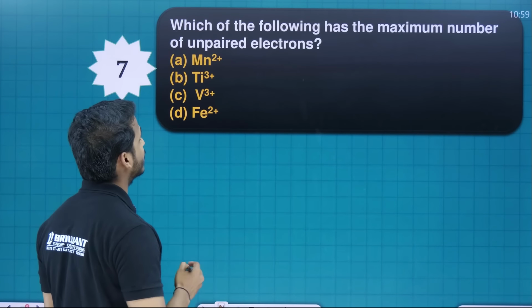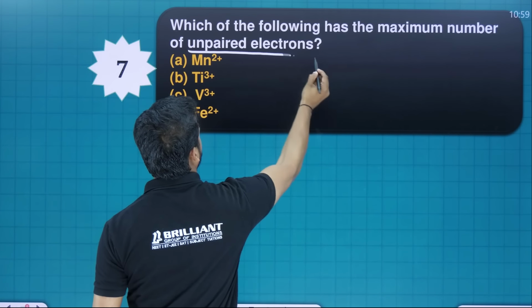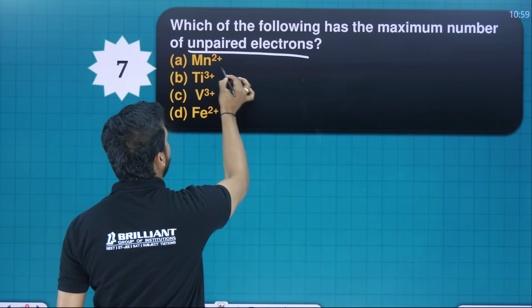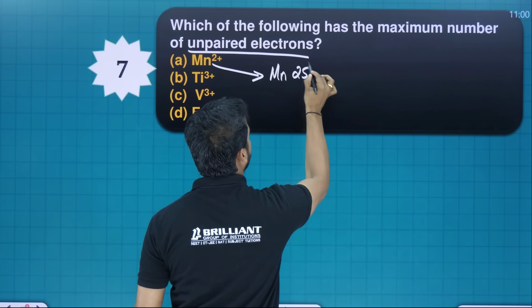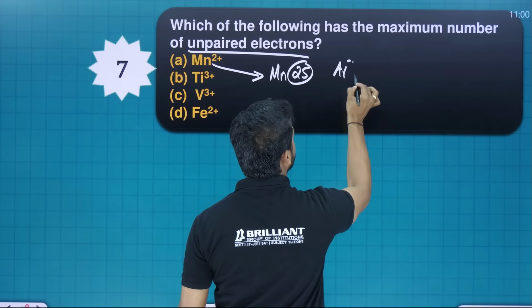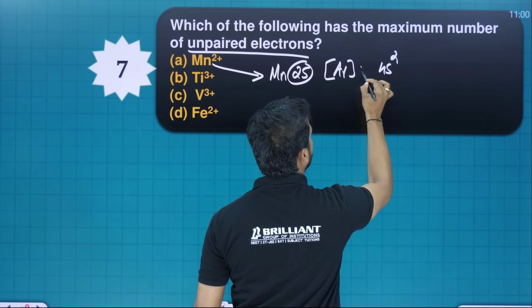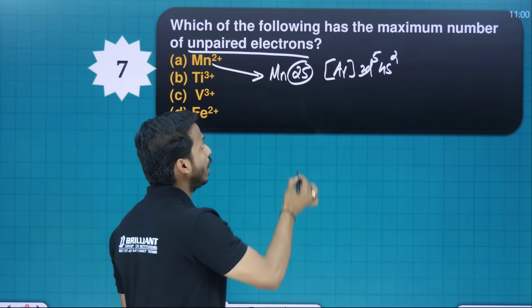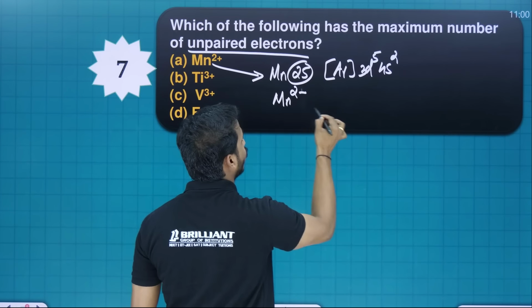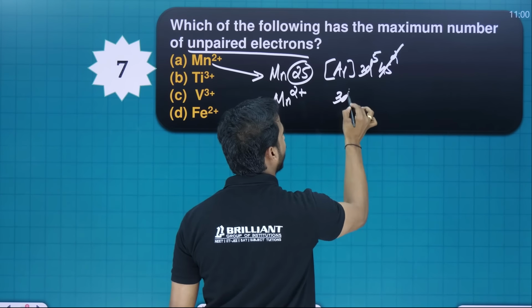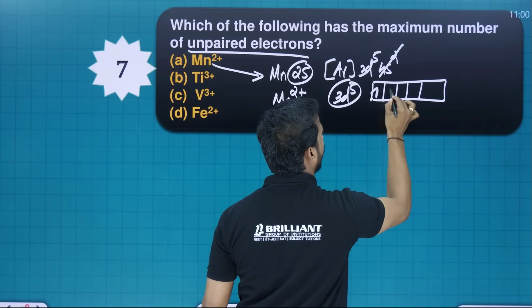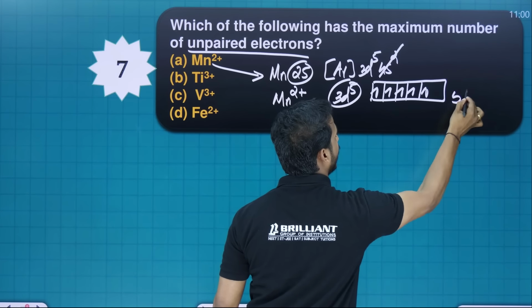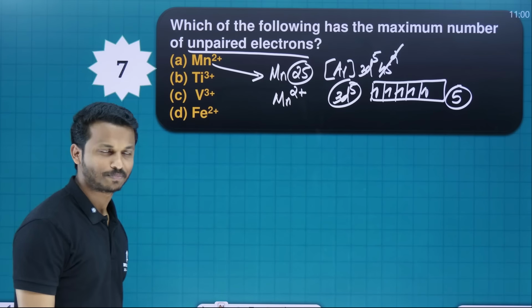Which of the following has the maximum number of unpaired electrons? Maximum. Let's see manganese. What is manganese atomic number? Manganese atomic number is 25. So we can write it as argon 4s2 3d5. Ready? What do you mean by Mn2+? 2+ means 2 electrons lost. What is left? 3d5. 3d5 means how many unpaired electrons here? There will be 1, 2, 3, 4, 5. 5 unpaired electrons will be there.